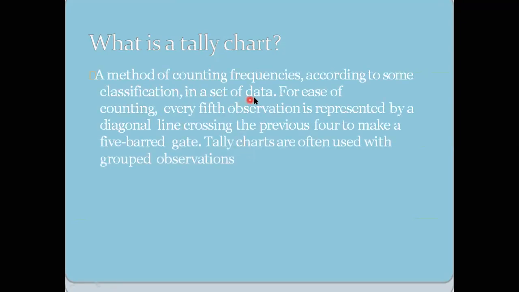Tally is a method of counting frequencies according to some classification in a set of data. For counting, every fifth observation is represented by a diagonal line crossing the previous four to make a five-bar gate. Tally charts are often used with grouped observations.